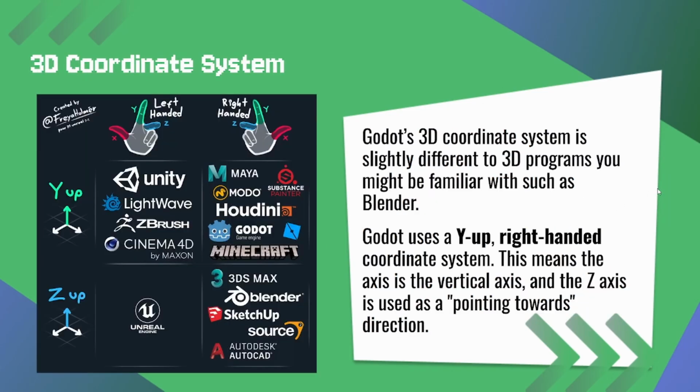So, the 3D coordinate system. Godot's 3D coordinate system is different to other 3D programs you might be familiar with, like Blender. Here's a helpful infographic which shows the different coordinate systems of 3D software and some games. Godot uses a Y-up right-handed coordinate system. This means that the Y-axis is the vertical axis, so the Y-axis will always be pointing up, and the Z-axis is used as the pointing-towards direction. This is pretty important to know, especially when you're importing models from Blender to Godot, since they're different. That could potentially cause some issues, but if you have the correct import settings, you should be fine.